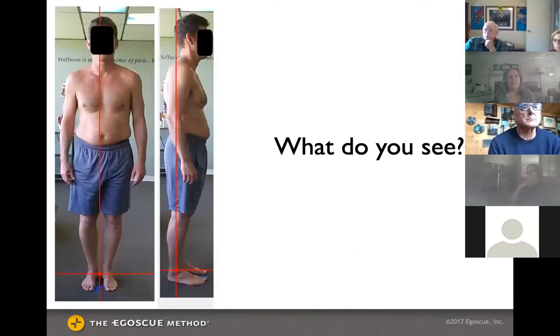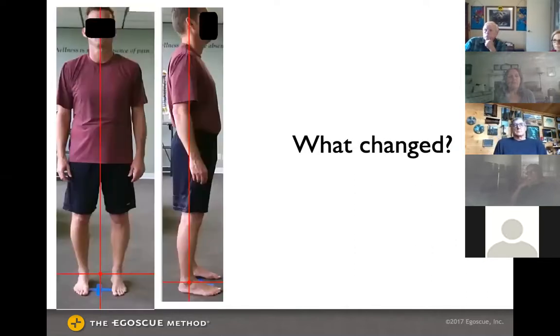His head wasn't even barely touching that red line, and now it's almost right on the hole on his ear. So he changed quite a bit. I mean, that's pretty significant. But from the front too, we can see how much more centered he is, right? He's no longer leaning off to his left. Which means he's using his right and left side more equally, like we're supposed to, right? We're balanced. Right side, left side should both support us.